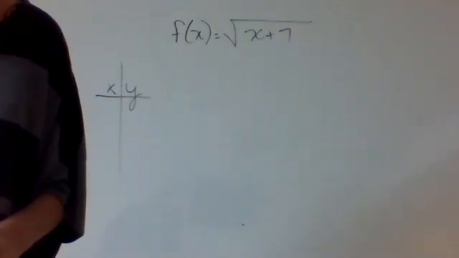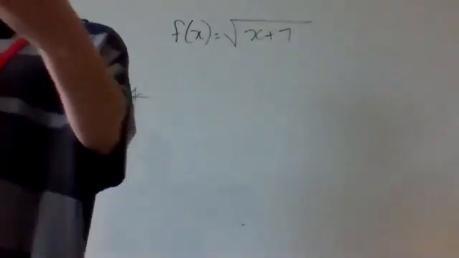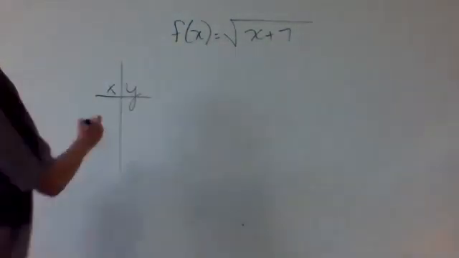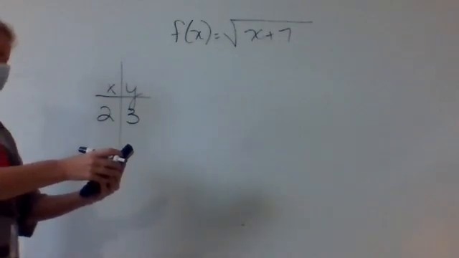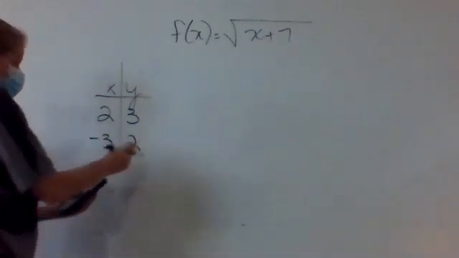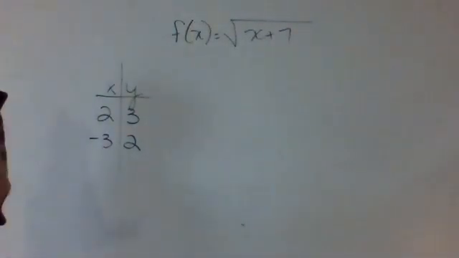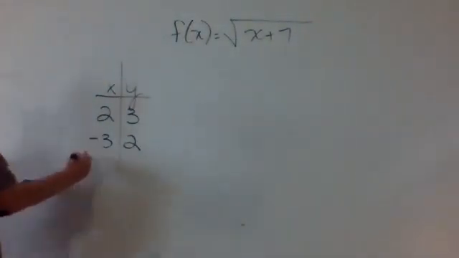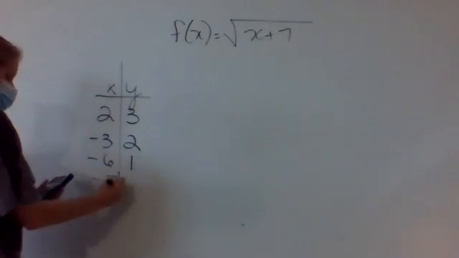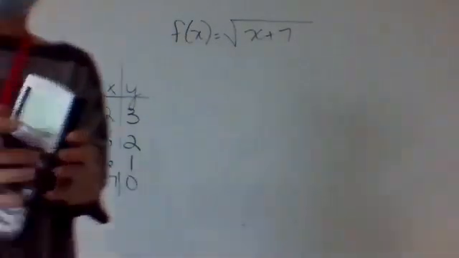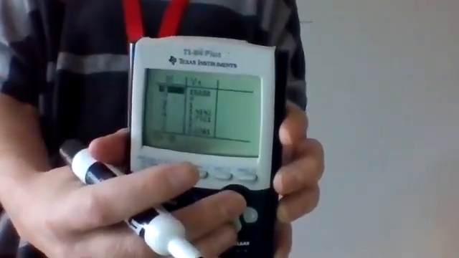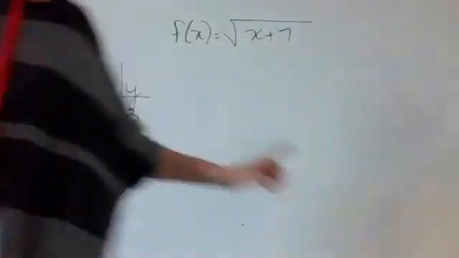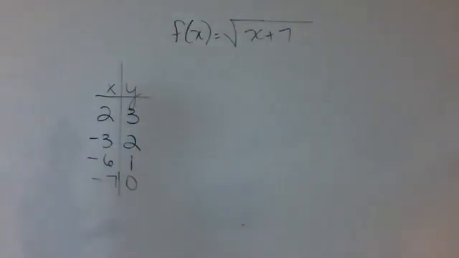So second table. So let's see, 2, 3. Negative 3, 2. If I keep going up in my negatives, I got negative 6, 1, negative 7, 0. But look what happens when I go farther negative after 7. It starts giving me an error message. So let's plot these, and then we'll talk about why you can have some negative numbers.